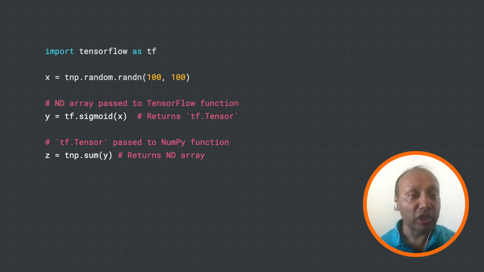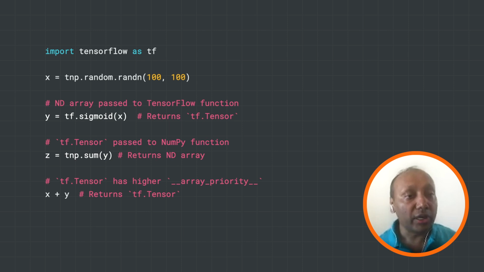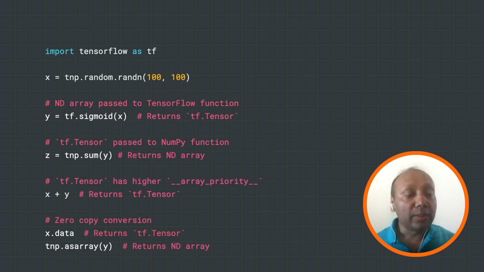This tensor can again be passed to a NumPy function, in this case tnp.sum, and again that does a conversion to an ND array, calls the function, and the output is an ND array as well. Operators similarly depend on the array priority. Currently, TensorFlow tensor has a high array priority, which means the return value in this case would be a TensorFlow tensor as well. However, note that compared to NumPy, here we don't trigger any data conversions or data copies. These classes are basically thin wrappers on each other, so the conversion is zero copy.